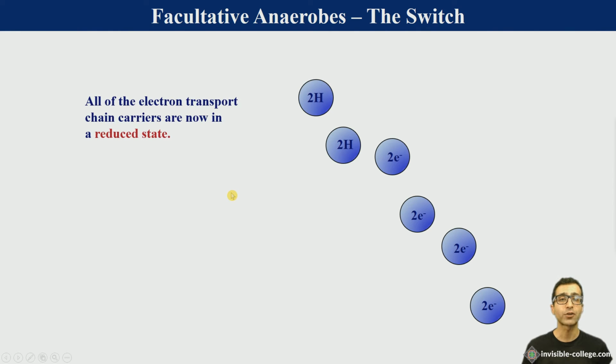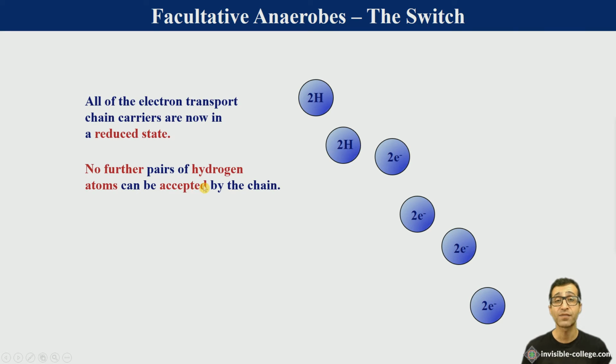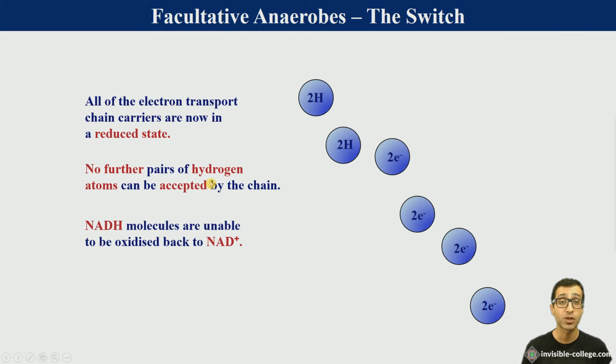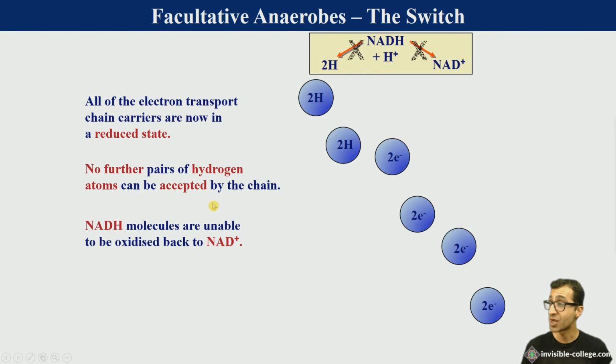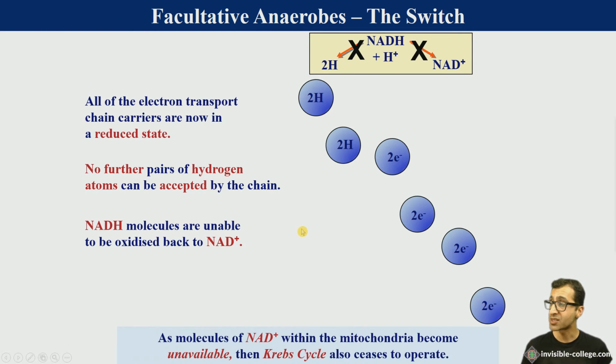So all of the electron transport chain carriers are now in a reduced state, so no further pairs of hydrogen atoms can be accepted by the chain. The NADH molecules are unable to be oxidized back to form NAD+, and so as molecules of NAD+ within the mitochondria become unavailable, the Krebs cycle then ceases to operate.